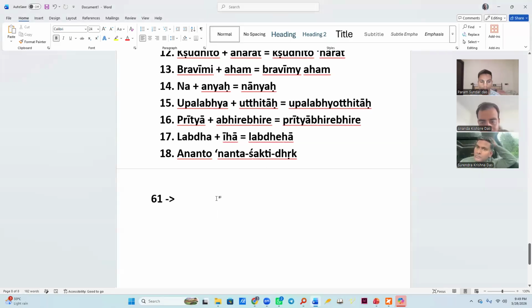So we completed the Sarveshwara Sandhis in the last class. So, Prabhu, Sarveshwara Sandhi is until Sutra 60? Yes, yes, 60, okay. Then the next is Vishnu Jana Sandhi.